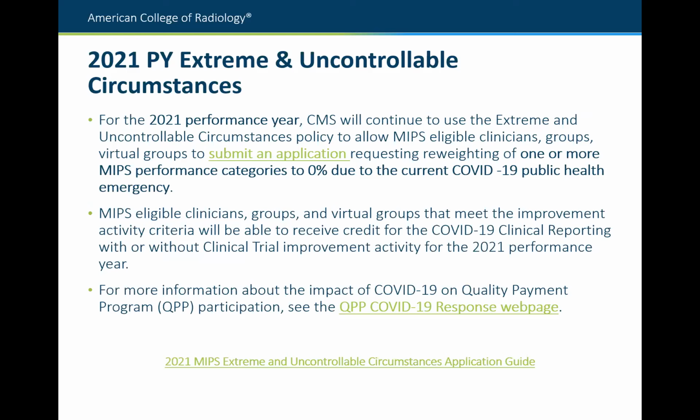So for 2021, CMS will continue to use the extreme and uncontrollable circumstances policy to allow reweighting of 1 or more MIPS performance categories to 0 because of COVID, but it won't be automatic. You have to submit an application. So I've linked the application here. And if you would like to receive credit for the COVID-19 clinical reporting improvement activity, you can submit that this year as well. And if you would like any information on the impact of COVID on your participation, I've linked the QPP COVID-19 response page and how to do the application guide at the bottom.